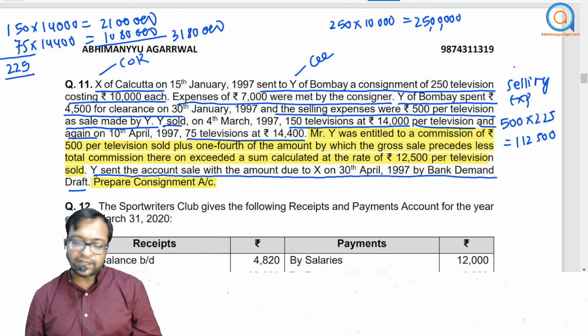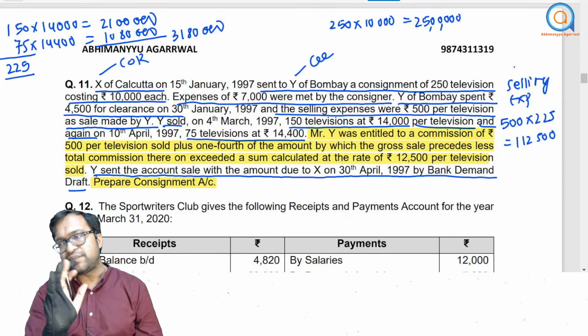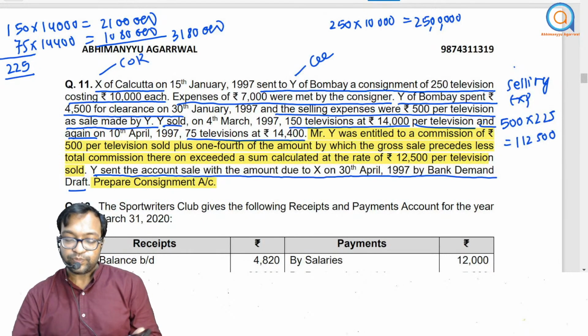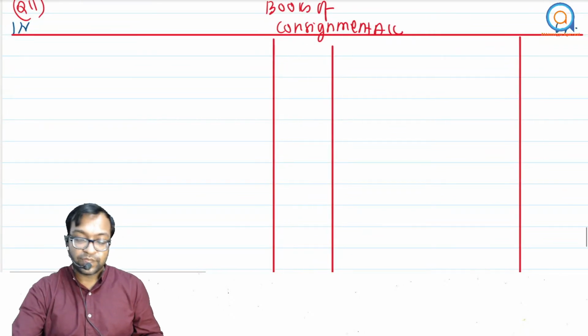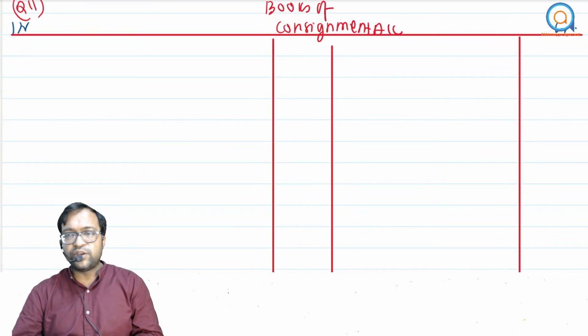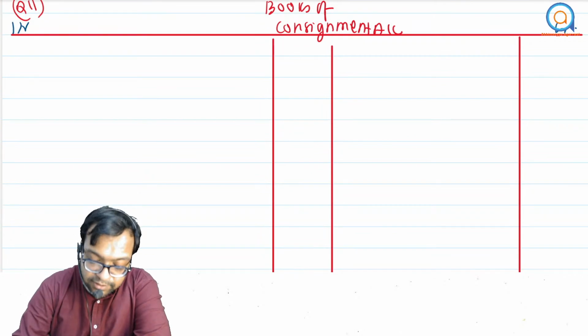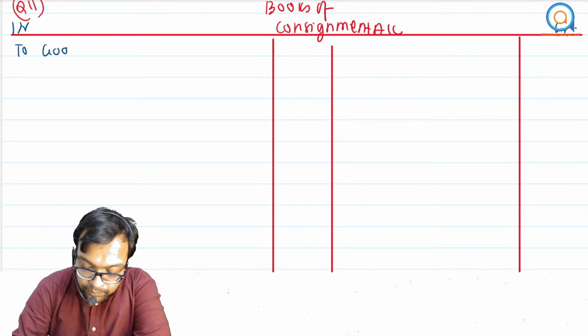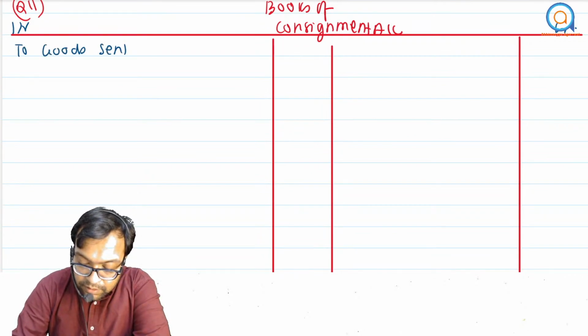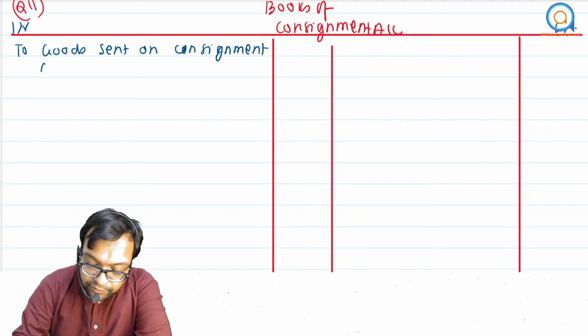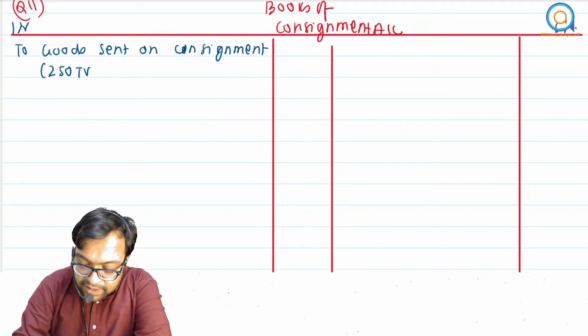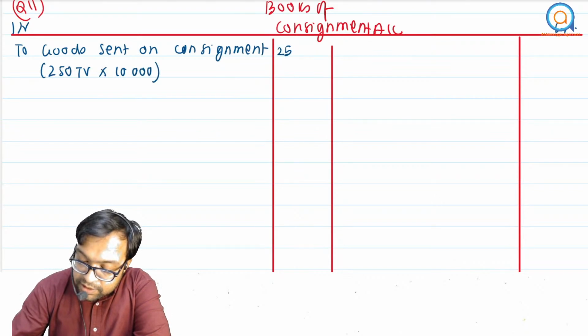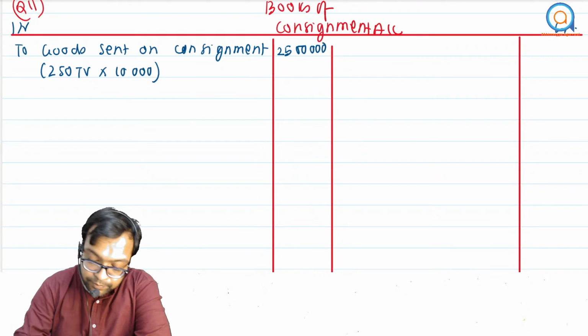So let's do one thing. Let's put all the other data that we have understood. The question number 11. Let's write. First, do we have any opening stock? No, sir. So first we will write to goods sent on consignment. 250 televisions were sent at 10,000 each. So the cost of goods sent is 25 lakh.